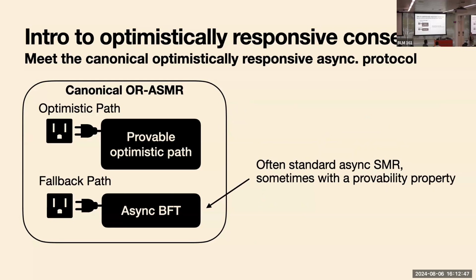On the other hand, those tend to be a bit more bespoke. The async, or the fallback path, is typically just an asynchronous Byzantine fault-tolerant state machine replication of the variety I just explained. Sometimes it has a provability property, and I'm not saying that isn't important, but I am saying I'm not going to talk about it very much in the details here.